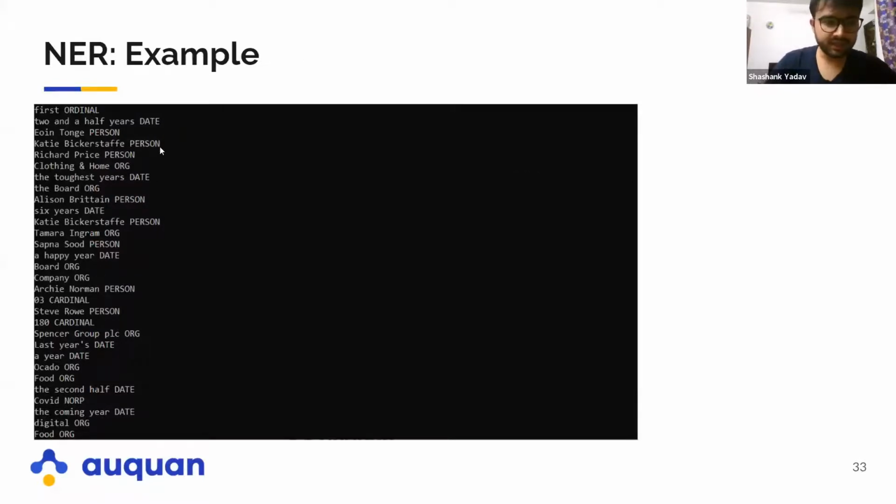Then here are the named entities that we obtain using the code that I showed you earlier. As you can see, Richard Price and Alison Britton, we are able to identify them as people. Then Tamara Ingram has been wrongly attributed as an organization. That will happen because models are just approximations and they won't always work. But it is still better than keyword search, and you will be able to identify a lot of companies this way. For example, here we are able to identify Ocado as an organization. And that is how your results will look.